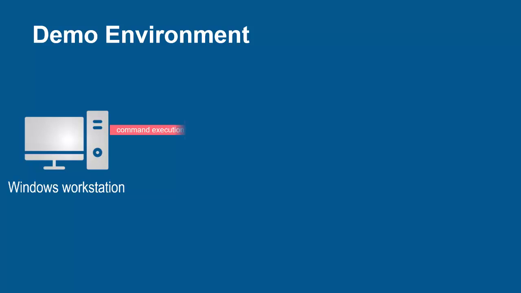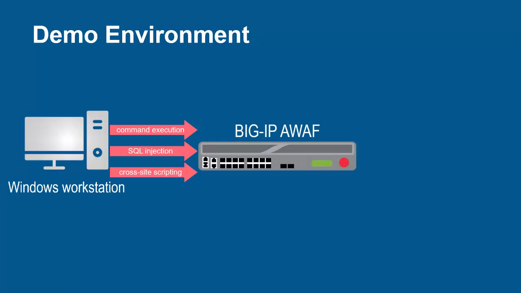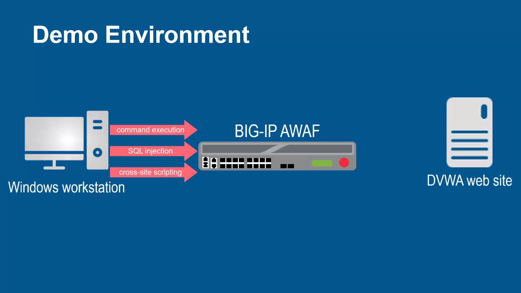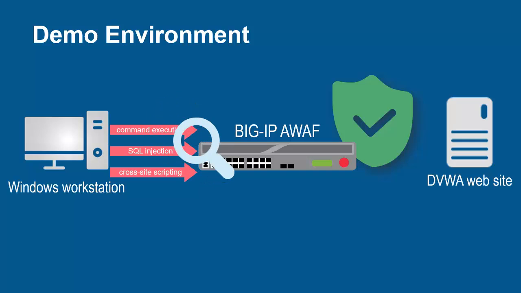The environment for this demo contains three devices. A Windows workstation will be used to launch several types of application layer attacks. These requests will arrive at the F5 BIG-IP system, running Advanced WAF. The BIG-IP system sits in front of and protects the back-end web application. The BIG-IP system, using its full proxy architecture, examines every request and can block all malicious requests and prevent them from going to the back-end web servers.